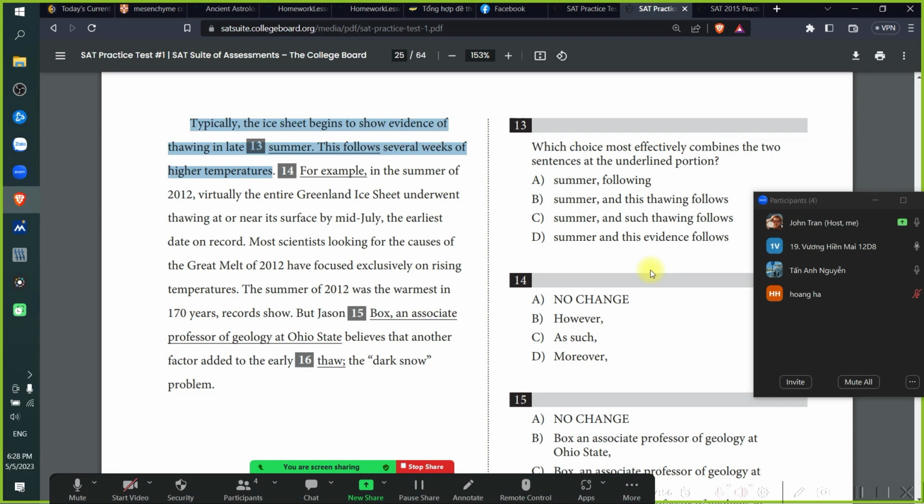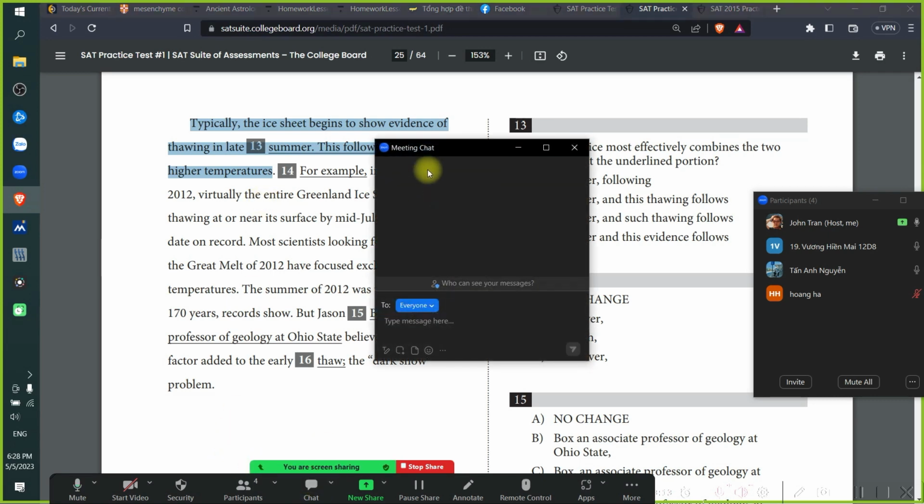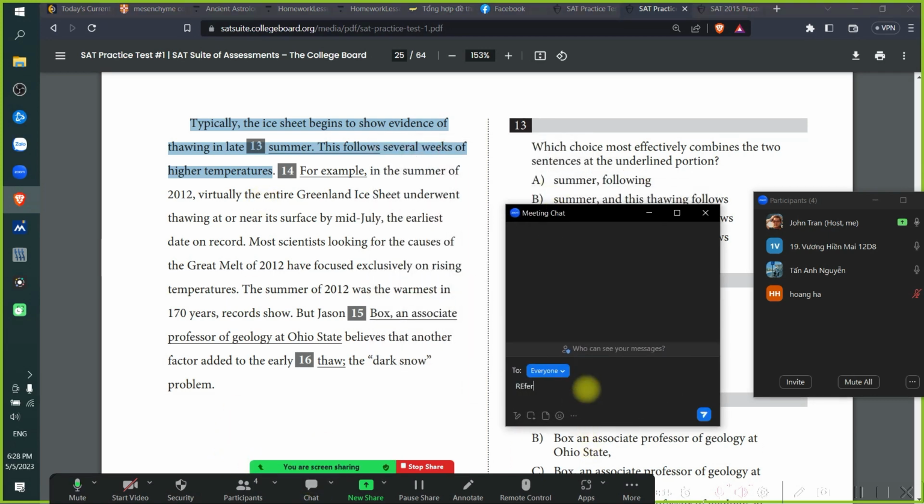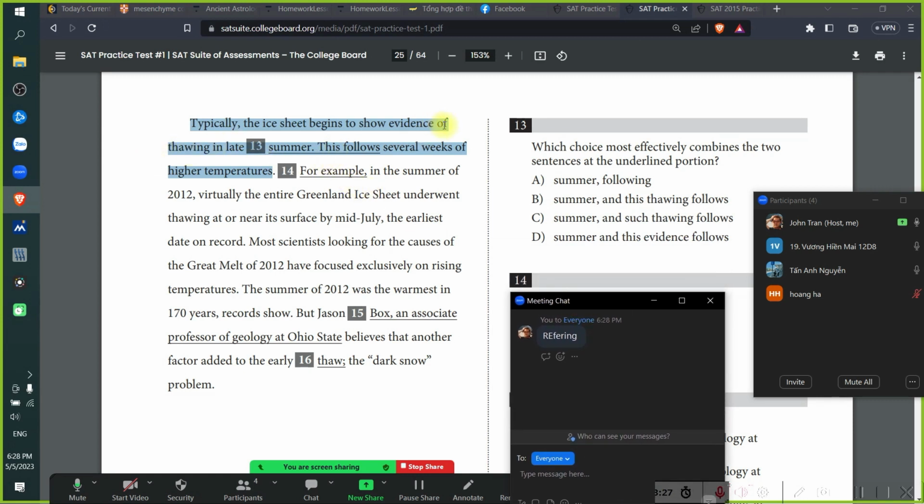Câu B đọc thuận mồm hơn. Well, no, không phải thuận mồm hơn, mà nó là sao? Cái chữ this nó refer lại cái vụ mà evidence of thawing in late summer. Nếu mà các bạn học kỹ các bạn sẽ biết được đó là nó có một cái nó gọi là referring, chuyện tham chiếu nhắc lại á, thì dùng chữ this phù hợp hơn rất nhiều. The word this is actually very appropriate to refer to thawing in late summer, okay? But such thawing, no, not really.